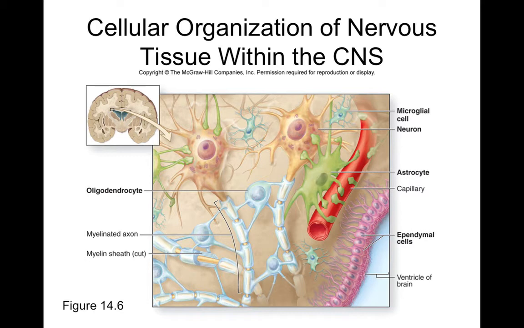And astrocytes surround blood vessels. They actually help form something called the blood-brain barrier, or BBB. We'll talk about this in a little bit. Now, what they do is actually help prevent molecules in the bloodstream from making it into your brain tissue. And that's one of the functions of these astrocytes.